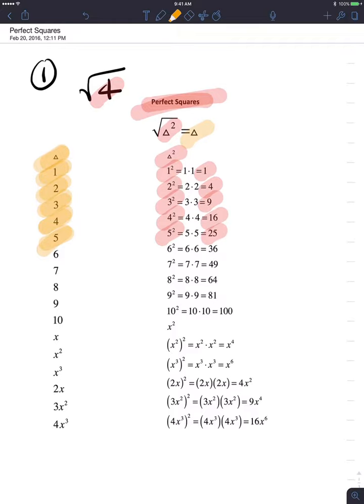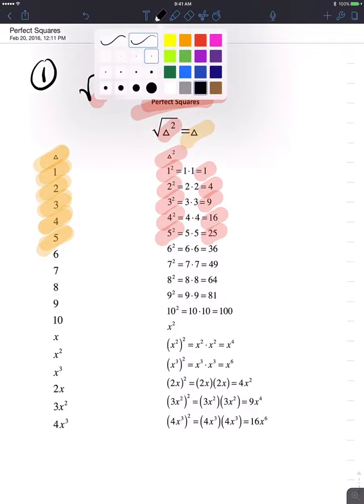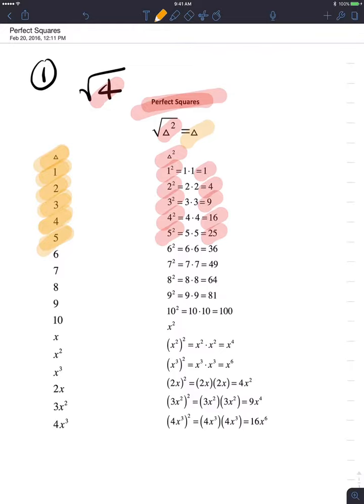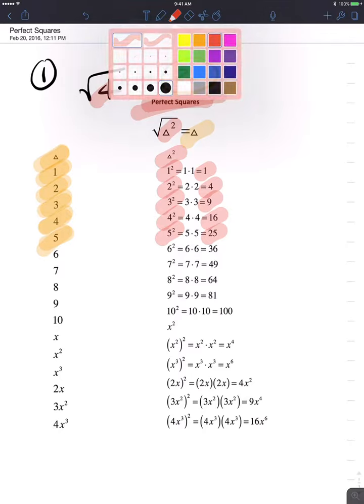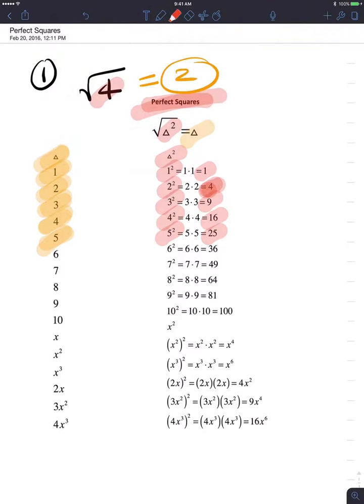So, with that said, the square root of 4 is the value 2 here. And the reason is simple, because the square root of 4, first of all, we know 4 is a perfect square. It was 2 to the second power. The base that was squared here is right in orange. It's the value 2. And this is how we answer the question. It's simply having knowledge of this table and these relationships.